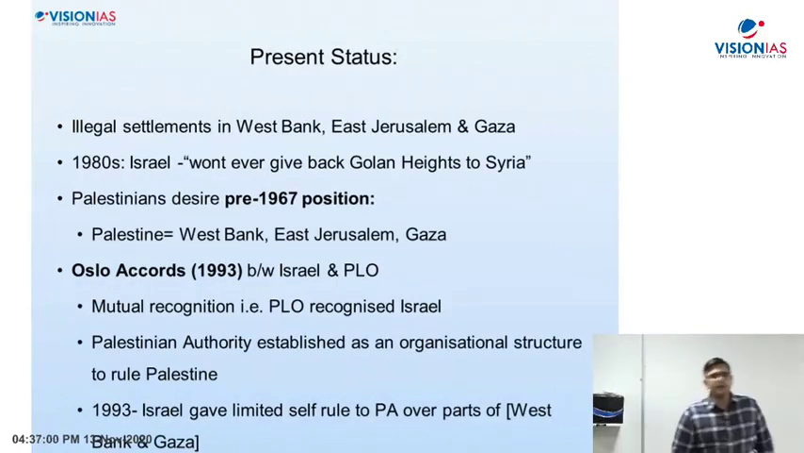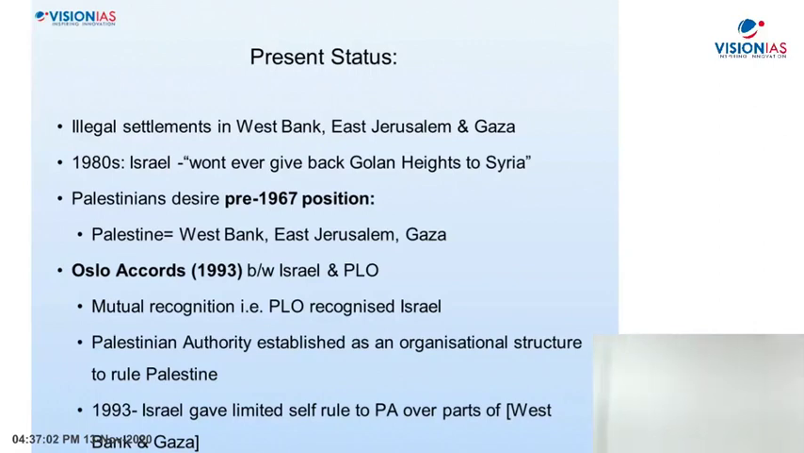What is the present status? The present status is that the Israelis continue to build settlements in the West Bank, East Jerusalem and Gaza, which are the three areas demanded by the Palestinians. In the 1980s, Israel said that we will never give back the Golan Heights to Syria. Palestinian desire kya hai? Pre-1967 position. They want the West Bank, East Jerusalem as capital, and Gaza. Baaki fir Oslo Accords wagaira hue hain, theek hai, to usually our syllabus is there till 1991.